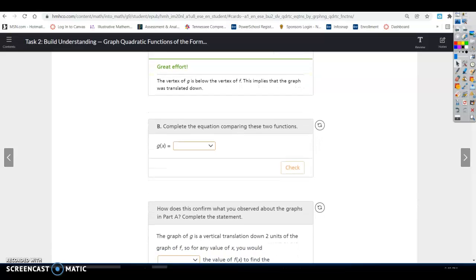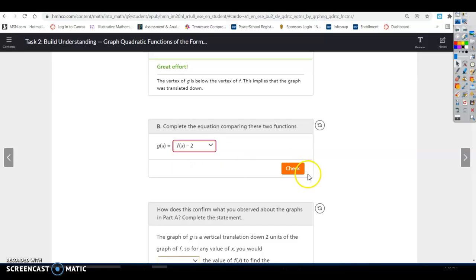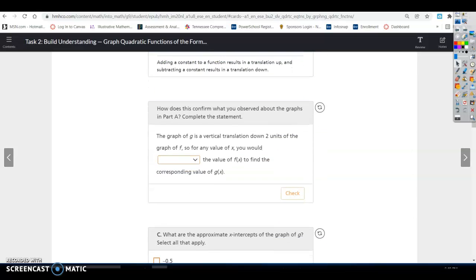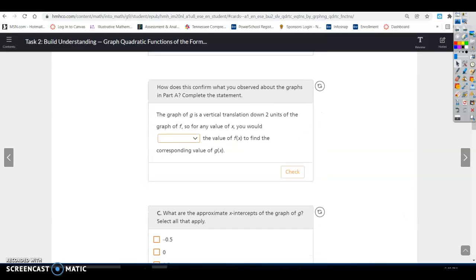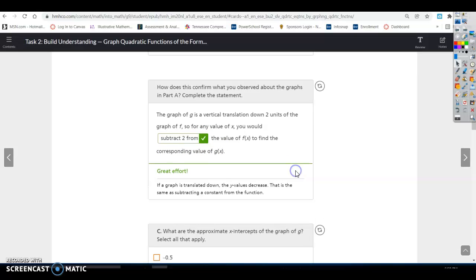Complete the equation comparing these two functions. g of x equals f of x minus 2, because it shifted down 2 units. How does this confirm what you observed about the graphs in part A? Complete the statement. The graph of g is a vertical translation down 2 units of the graph of f. So for any value of x, you would blank the value of f of x to find the corresponding value of g of x. So you would subtract 2.